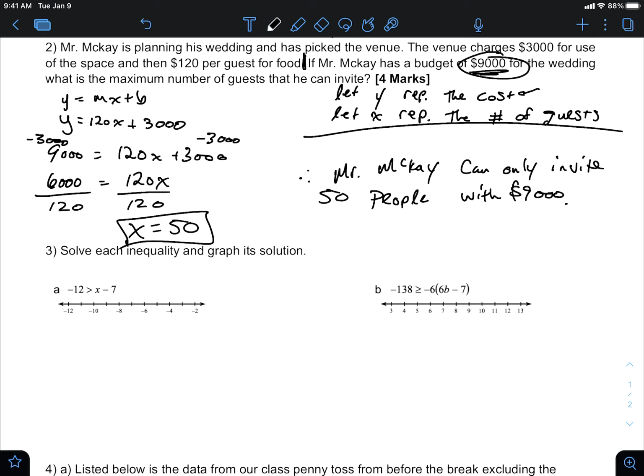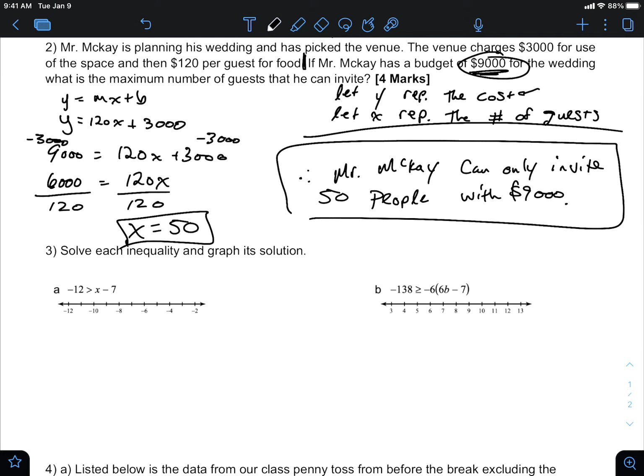Yes, Sarah? If you wrote something like, Mr. Mackay, the total amount of people that he can invite is 50. Yeah, that's all right too. I just try to be overly descriptive. I try to be as descriptive as I possibly can be so that whoever is marking this knows exactly that you know what you're doing. I overdo it so that I at least get something out of you that I can give you a mark for.